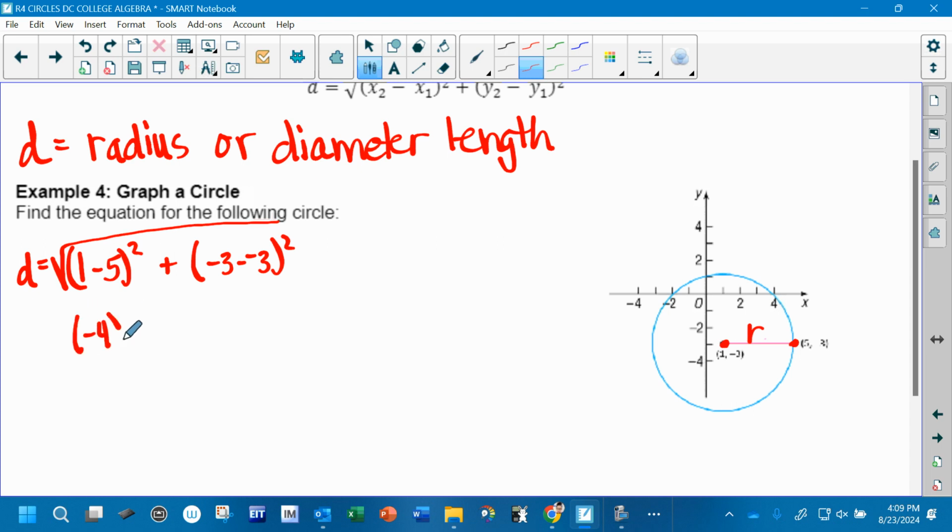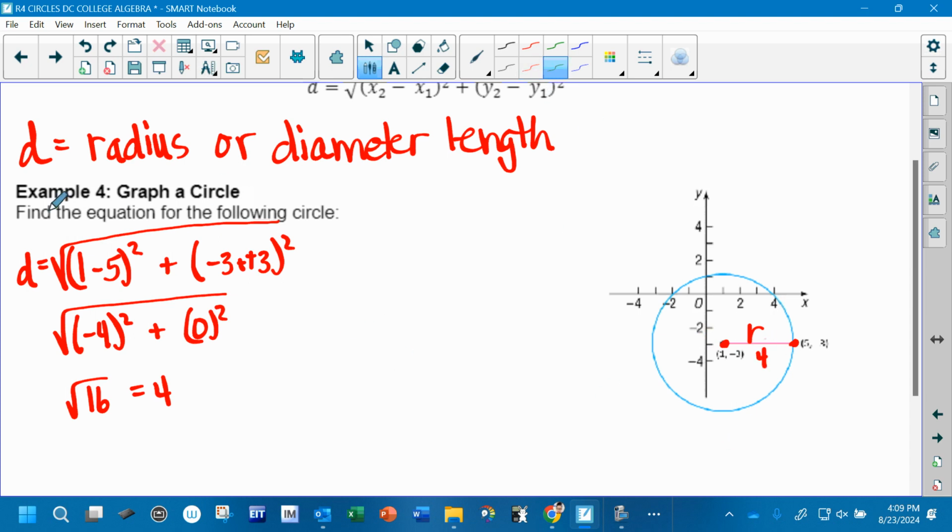So you get -4 squared plus 2 negatives make a positive, so that becomes 0 squared. And -4 squared, remember negative inside of parentheses becomes positive, so this is 16 plus 0. The square root of 16 is 4. So that means our radius is 4.